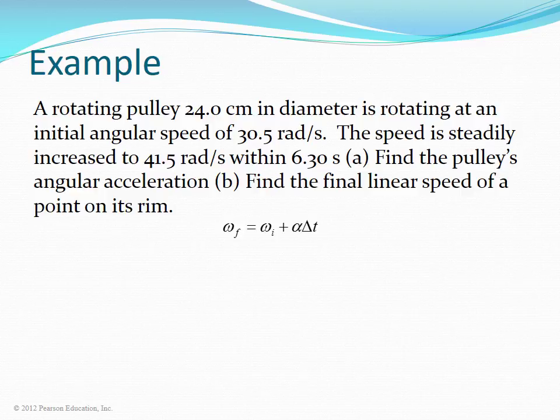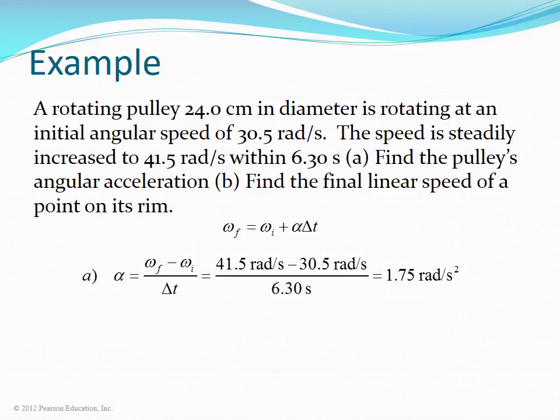For part A, we need the angular acceleration given the change in angular speed and time interval. The working equation solves the basic equation for the angular acceleration. We know the initial and final angular speeds and the time period. This allows us to find the angular acceleration as 1.75 radians per second squared. For part B, we need to find the linear speed given the angular speed and the radius. Since we know both of these values, we find the final linear speed of 4.98 meters per second.